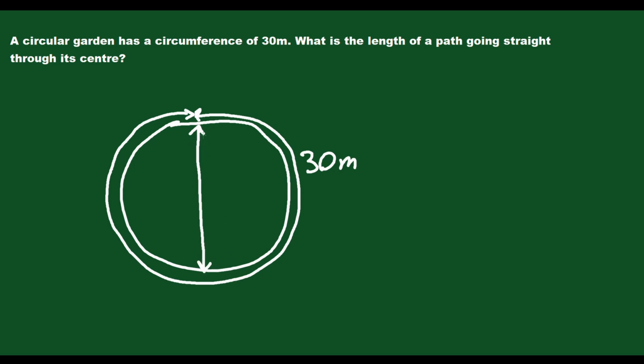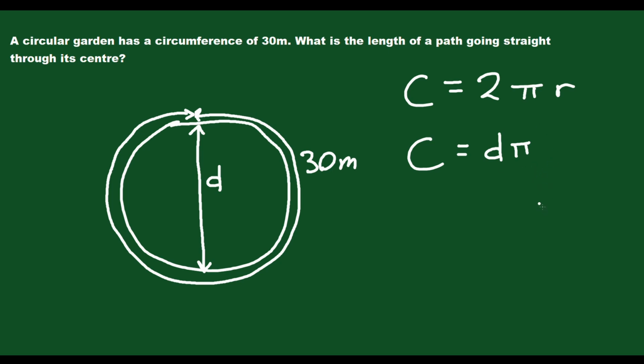Well, we already know that the length going through the center of a circle is what we call the diameter. So I'll call that d for diameter. And so the question is, do we have an equation that represents the relationship between the circumference and the diameter? And yeah, we do. It's the circumference equation, right? You might see it written as c is equal to 2 pi r, where r is your radius. But of course, your radius times 2 is your diameter. So you could also write it like c is equal to d times pi. And that's also another common way that people will write it.